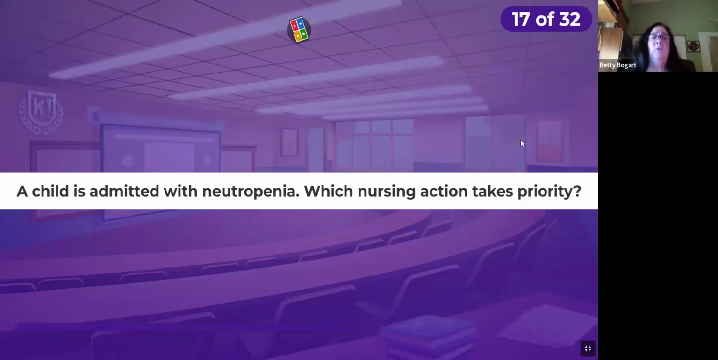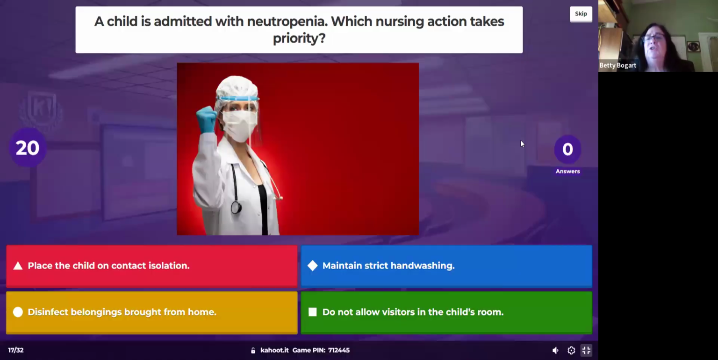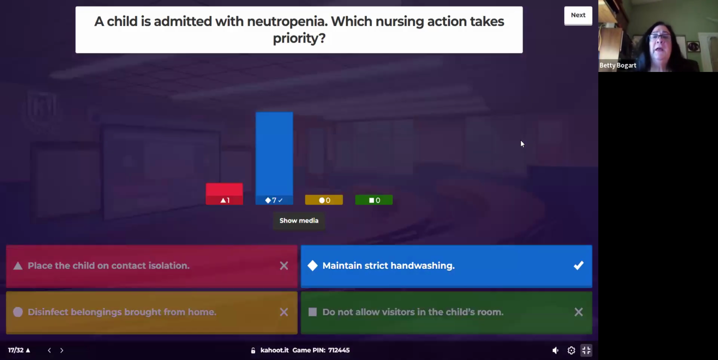A child is admitted with neutropenia. Which nursing action takes priority? What's neutropenia? Neutropenia is a decreased white count, which means you're susceptible to getting infections. So, what do we need to do as priority? Wash our hands. Simple as that.